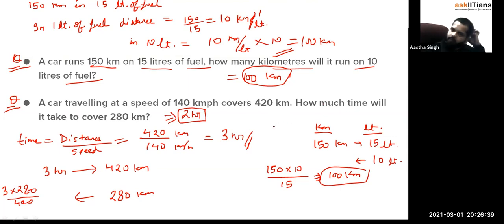Just calculate the time in your first condition: it covers 420 kilometers at 140 kilometers per hour, so the time is 3 hours. So you are covering 420 kilometers in 3 hours. How much time will you take to cover 280 kilometers? 280 multiplied by 3 divided by 420 will be your answer, which is 2 hours.